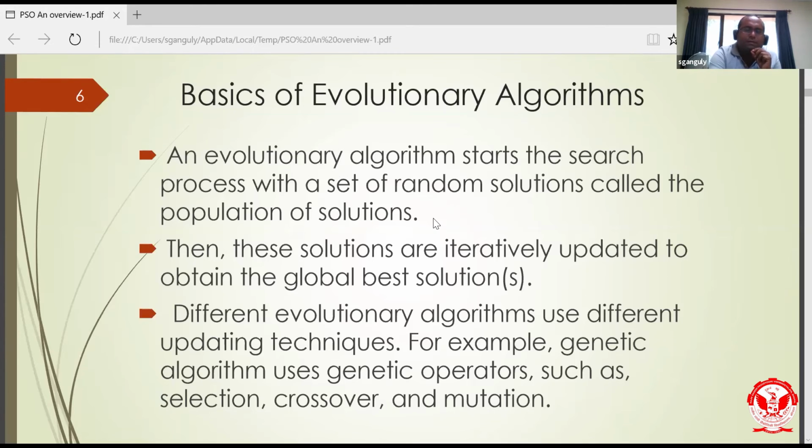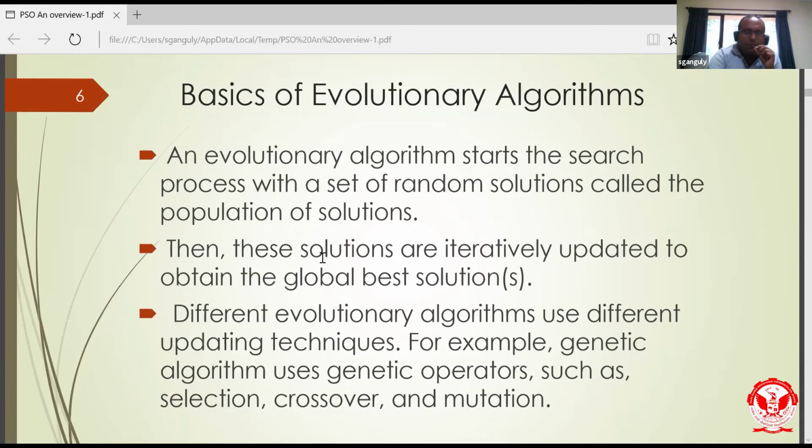So initially, instead of starting with one initial guess point, they start with a number of guess points, and that's why it is called a set of random solutions. All the solutions are randomly generated. These solutions are called the population of solutions. Then these solutions are iteratively updated, similar to Newtonian search, to obtain the global best, which means whichever is best among all the possible solutions. Local best means whichever is the best among its neighborhood solutions.